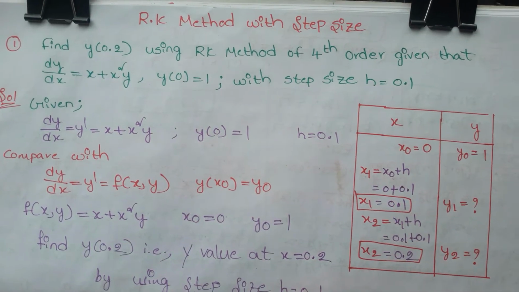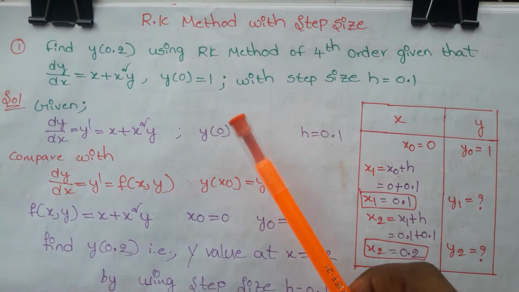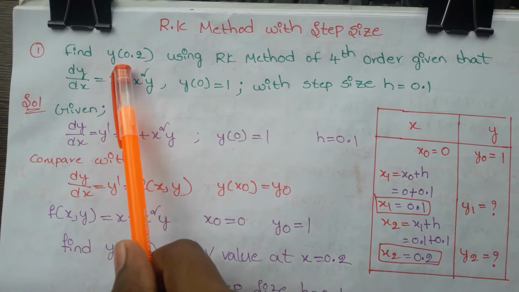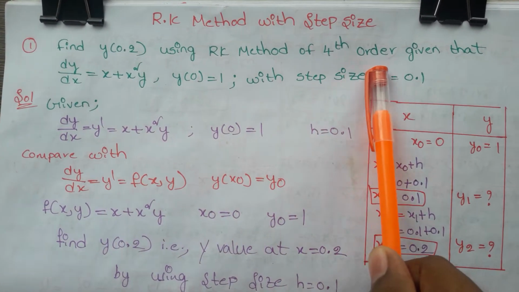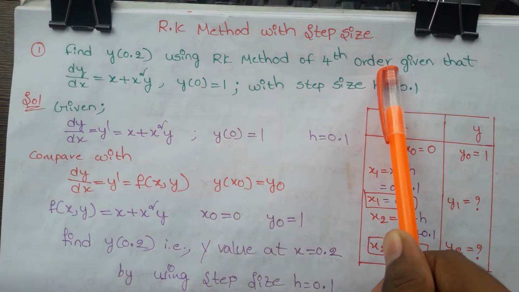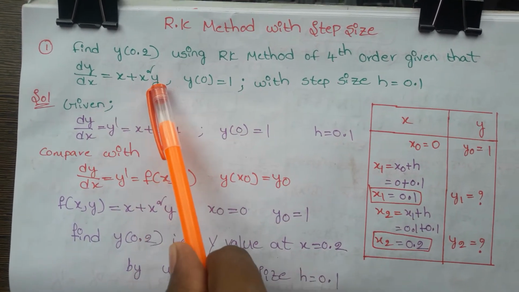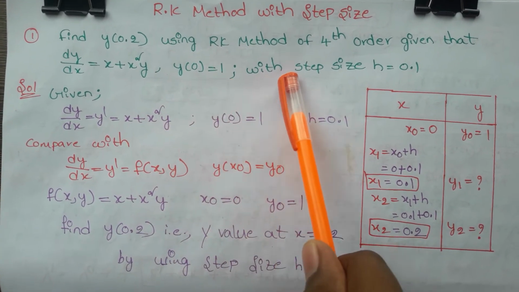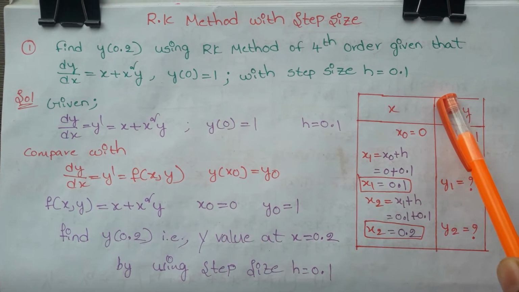Hello everyone, in this video I am going to explain the RK method with step size. The question is: find y of 0.2 using the RK method of fourth order. The RK method can also be called the RK method of fourth order. Given dy by dx is equal to x plus x square y, y of 0 is equal to 1, with step size h equal to 0.1.